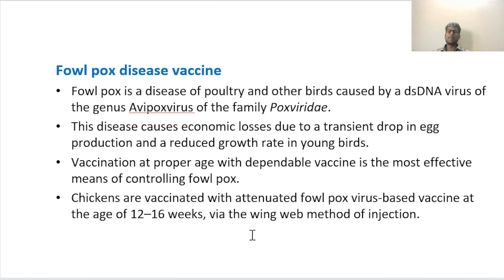The next vaccine is fowlpox disease vaccine. It is a disease of poultry and other birds caused by a double-stranded DNA virus of genus Avipoxvirus of family Poxviridae. This disease causes economic losses due to transient drop in egg production and a reduced growth rate in young birds. Vaccination at proper age with a dependable vaccine is the most effective means of controlling fowlpox. Chickens are vaccinated with attenuated fowlpox virus based vaccine at the age of 12 and 16 weeks through the wing web method of injection.